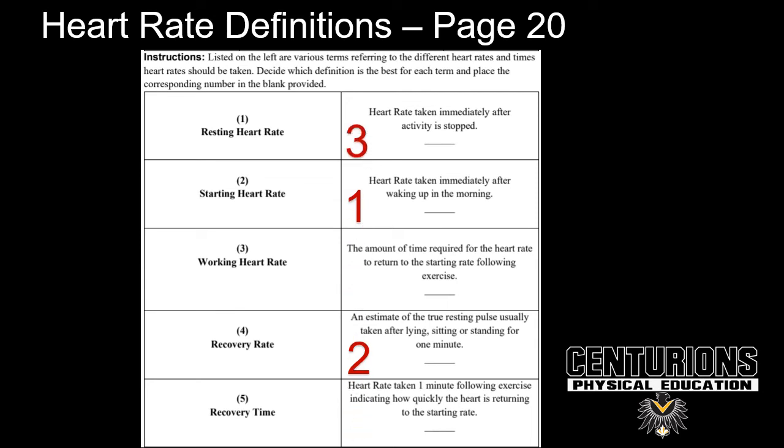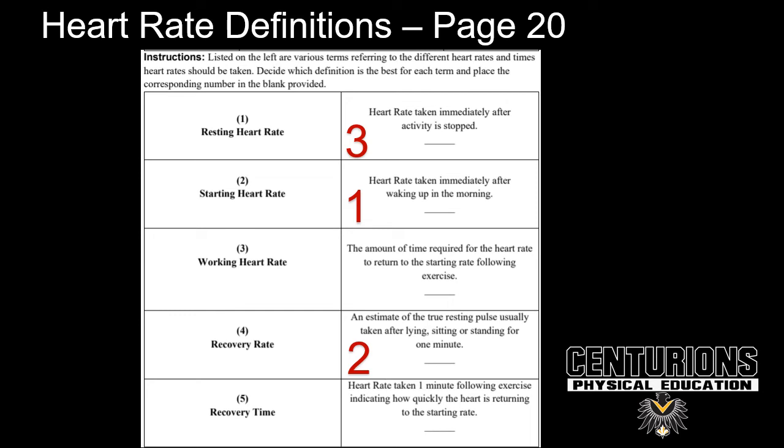Number 3, a working heart rate, is the top section. Heart rate taken immediately after activity is stopped. This is where your heart rate is the highest. When your heart is working, it's trying to get oxygen into your muscles in your body.